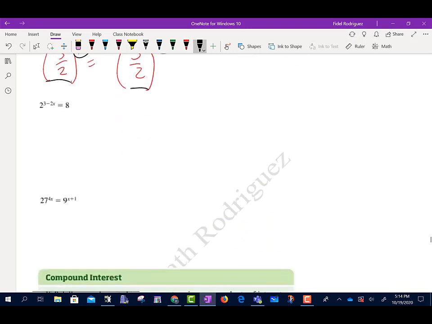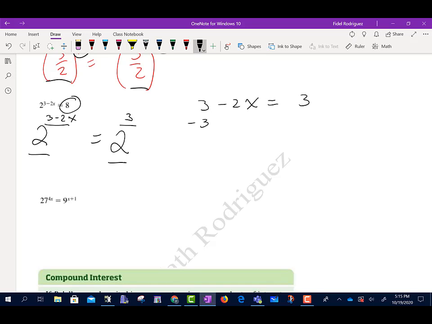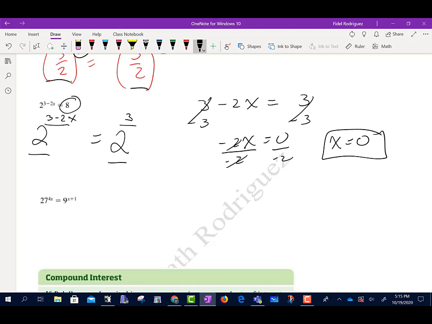All right, let's keep going here. I'm going to try to do the same thing. So I have 2 to the power 3 minus 2x equals 8. I'm going to think of 8 as a power of 2. I know that's 2 to the third. So since these base numbers are the same, my exponents are also going to be the same. So 3 minus 2x is equal to 3. So I'm going to go minus 3 and minus 3. That's going to be negative 2x equals 0. So when I divide both sides by negative 2, I end up with x is equal to 0. Okay.